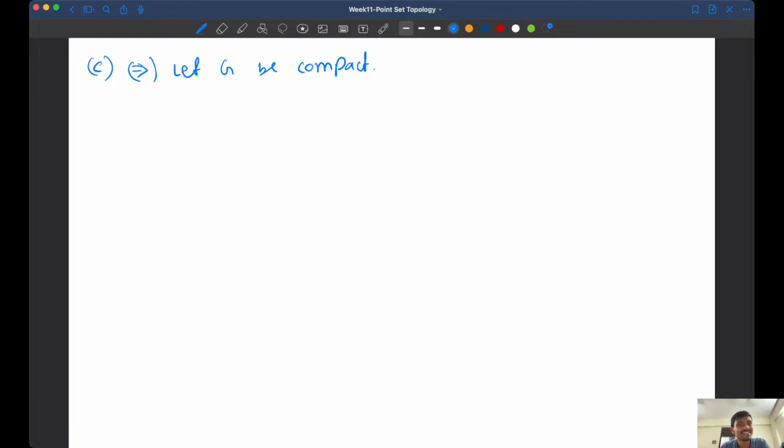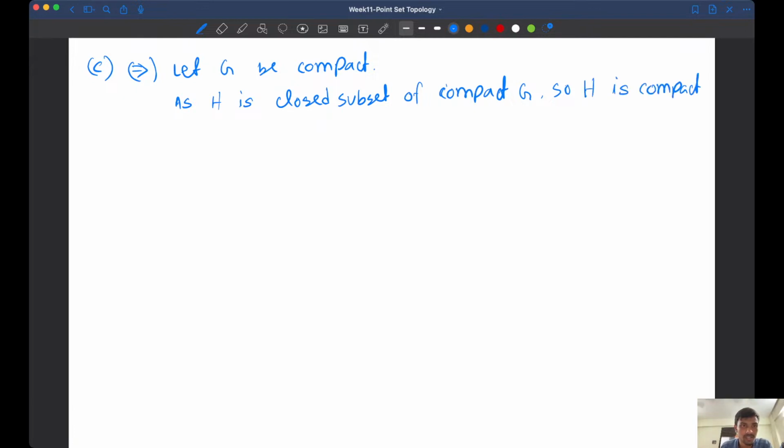No, H is a closed subset of G, right? So a closed subset of a compact set is also compact. Okay, yes. So that's the thing. So as H is a closed subset of compact G, so H is compact.